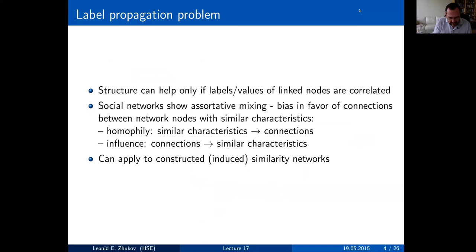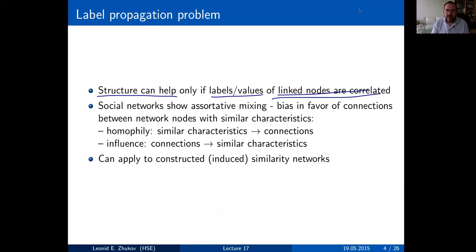The structure of the graph can help to determine labels and values of uncolored nodes only if linked nodes are correlated. Now, they could also be uncorrelated, I mean, positively or negatively correlated. That doesn't really matter. We can work with both situations, but they have to be correlated, right? If the coloring of neighboring nodes is independent, which means the coloring is entirely random over the graph, there is no way to predict the values of the node colors based on their neighbors, right? Does this make sense? Okay, good.